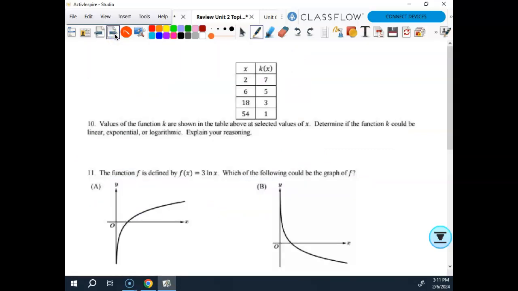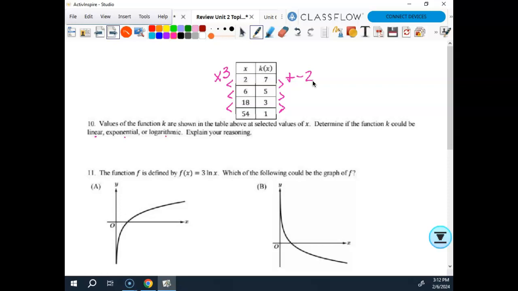All right, 10. The values of function k are shown in the table above. Determine if function k could be linear, exponential, or logarithmic. Notice neither is not an answer here, or none of the above. When I look at what's happening here, those are not changing at equal lengths. Here, each time it's being multiplied by 3. Here, we are adding a -2. Okay? So since my x inputs are not over equal length intervals, my inputs are changing multiplicatively, then that makes it logarithmic.